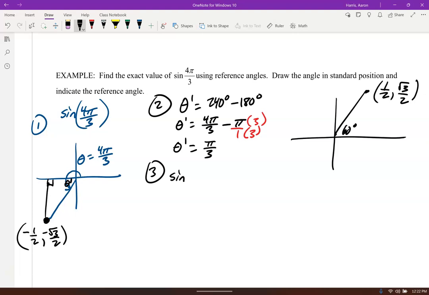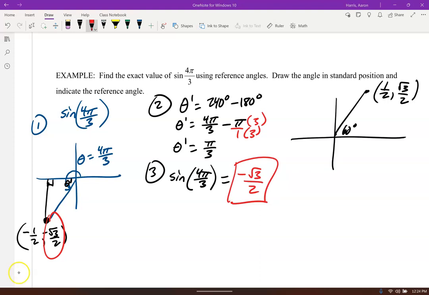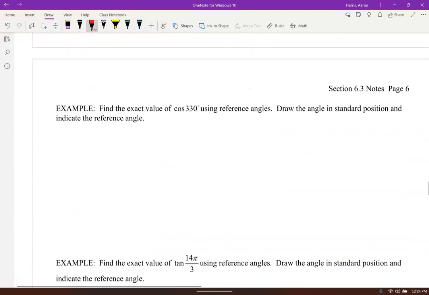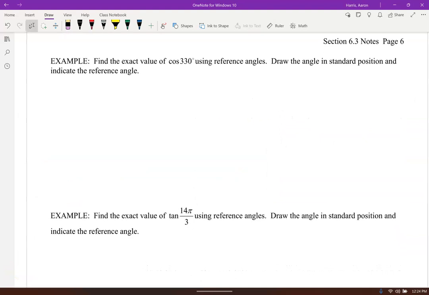And so the sine of 4 pi thirds is the y value there, negative root 3 over 2. All right, this is a good try-it-yourself problem, you guys. So good time to pause it and work through it. So go ahead and draw that cosine, draw the 330 degrees and go through that process there.